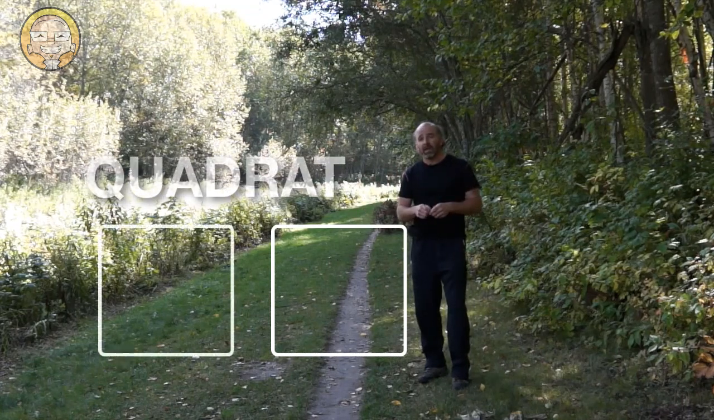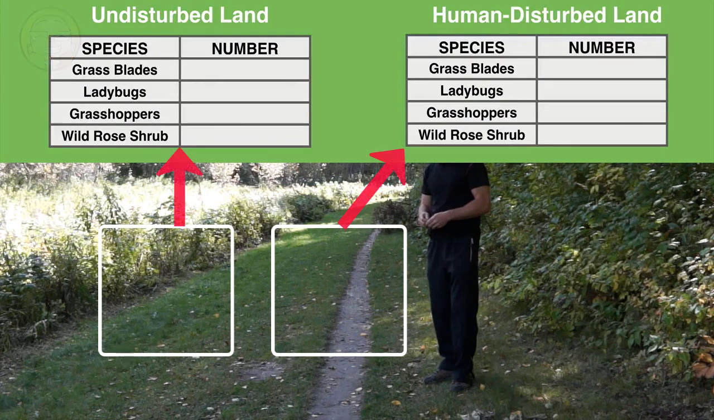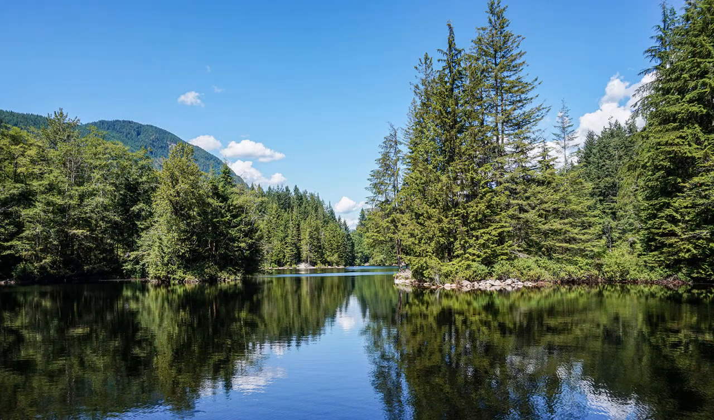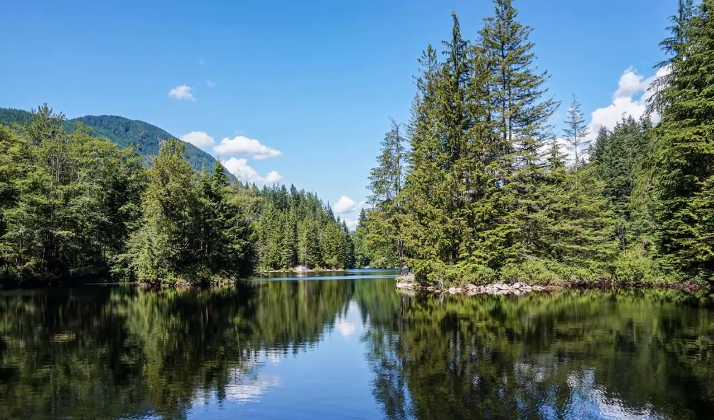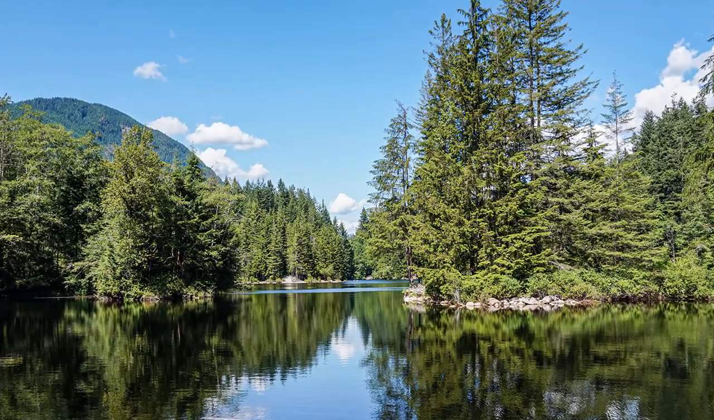Next, the scientist would count all the different types of organisms in each square. For example, here she would count the blades of grass, wildflowers, insects, and all the shrubs in each quadrat. The scientist would then record all these numbers, and finally analyze this information, comparing the two quadrats carefully. You can see from these sample numbers that the undisturbed land contains a greater variety and number of species compared to the human disturbed land. Ecosystem research really helps scientists understand how ecosystems change over time, which also helps people make good decisions about land use and land conservation.